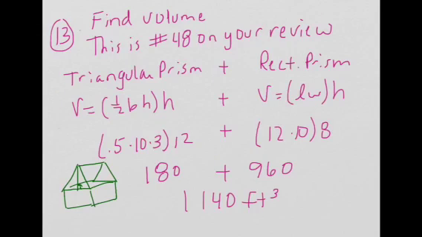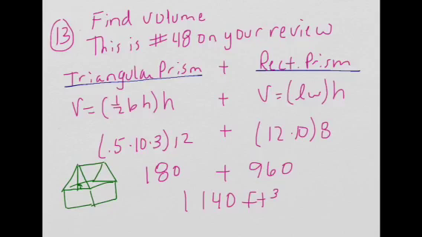I want to go over the volume problem on number 48 just to make sure that you have it. For the volume problem for number 48 on your final exam review, you have two figures. You have a triangular prism and you have a rectangular prism. So we're going to write the volume formulas for both of those prisms. Once we have that down, now we need to start finding our parts to fill in.